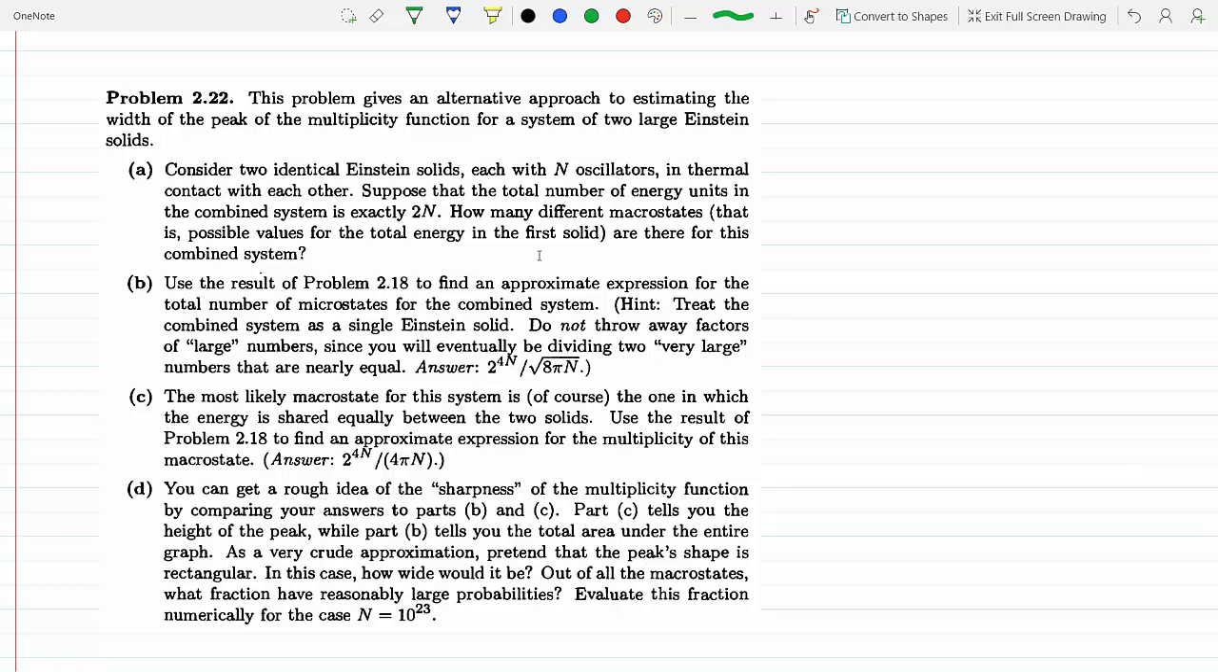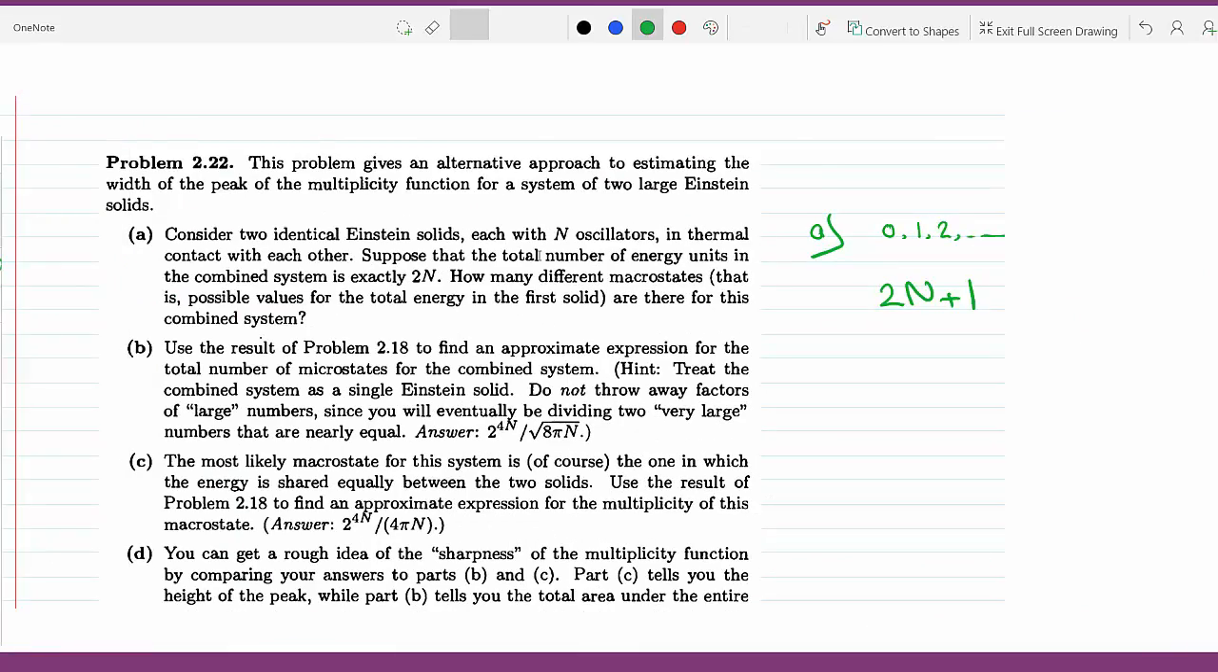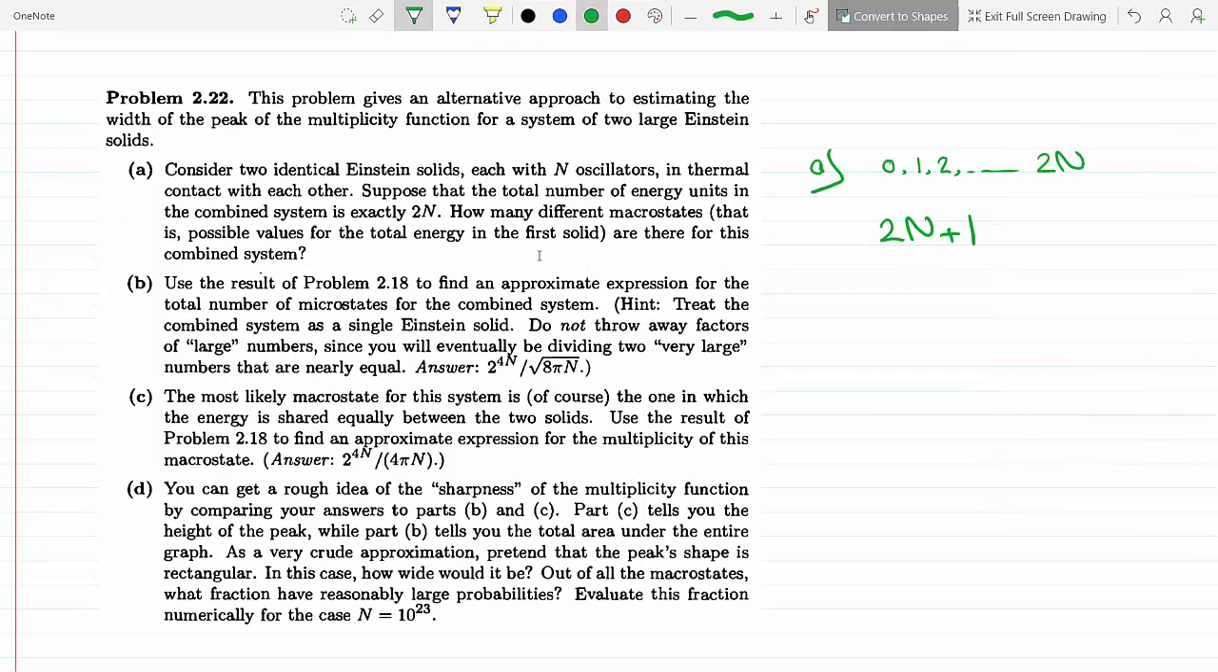The first solid can get 0. So I'm gonna start with part A. It could get 0 units of energy. It could get 1, it could get 2, all the way up to 2n. So that means there's going to be 2n plus 1, counting the 0, different macrostates. So the answer for part A would be 2n plus 1 macrostates.